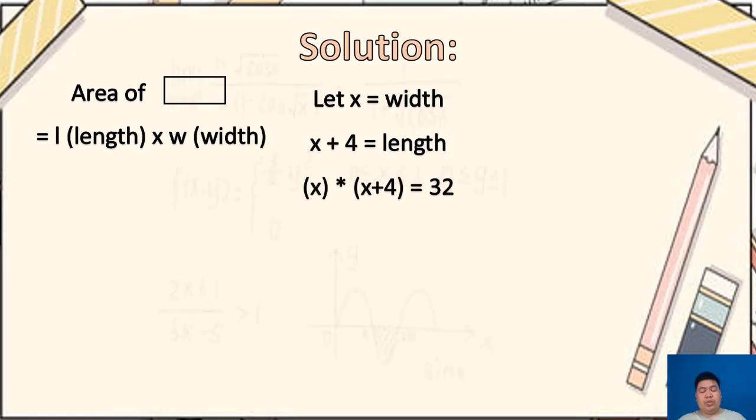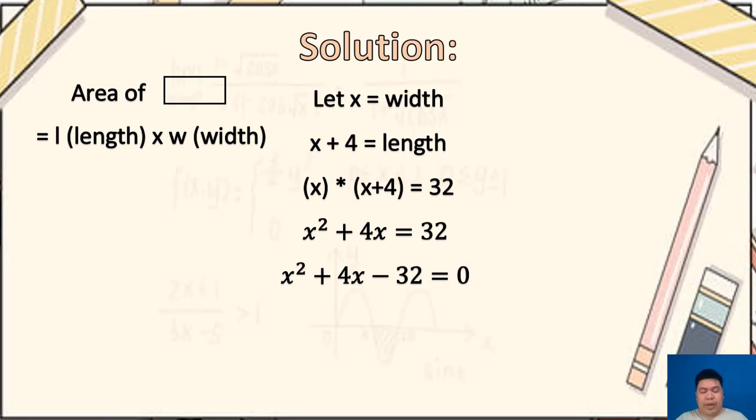So here's our equation. X multiplied by x plus 4 is equal to 32. Using the distributive property, distribute x to the quantity x plus 4. Then x multiplied by x, we have x squared. Then x multiplied by 4, we have 4x. So x squared plus 4x is equal to 32. Then the next step is to transpose 32 to the left side, and it will become negative. So x squared plus 4x minus 32 is equal to 0.